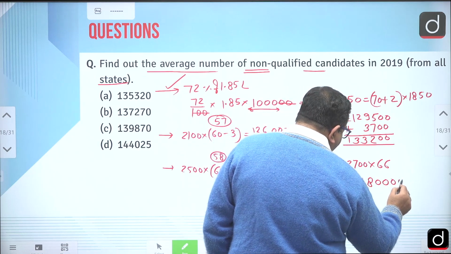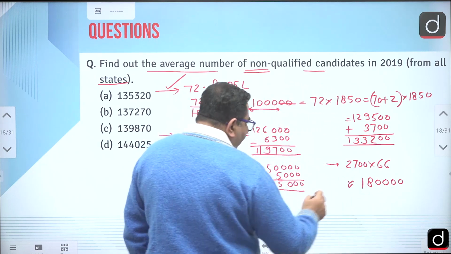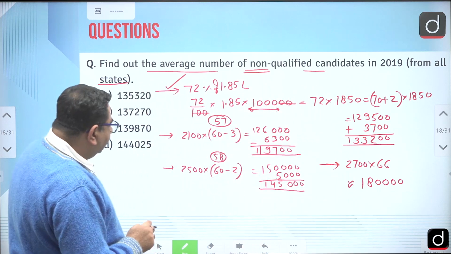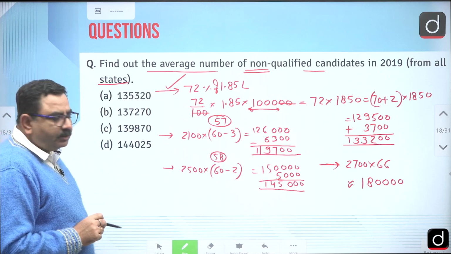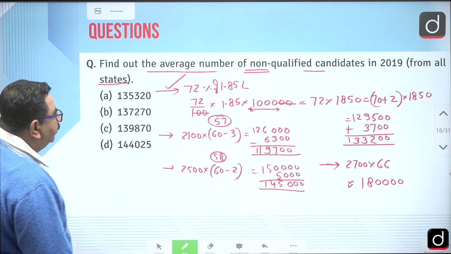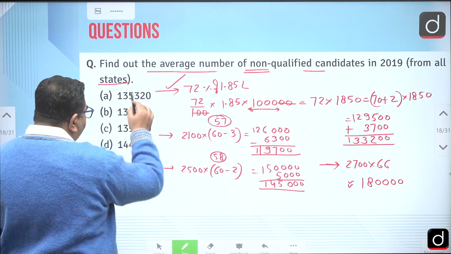Right? This will be what? 1 lakh and 18,000, right? This is the last data we can write. So we have to find the average of all, and this is my answer. So first of all, if I want to find the average, this is what average.